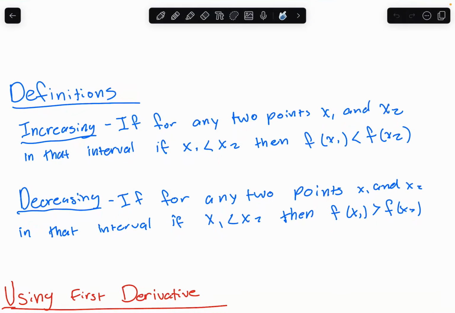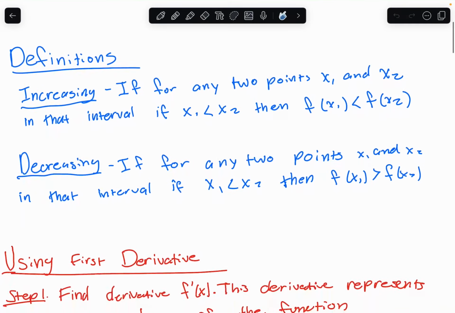Increasing on an interval: if, for any 2 points x1 and x2 in that interval, x1 is less than x2, then f of x1 is less than f of x2. Decreasing on an interval: if for any 2 points x1 and x2 in that interval, x1 is less than x2, then f of x1 is greater than f of x2.